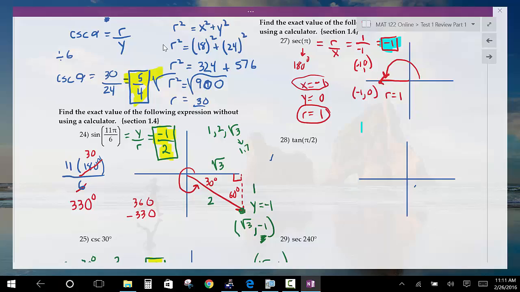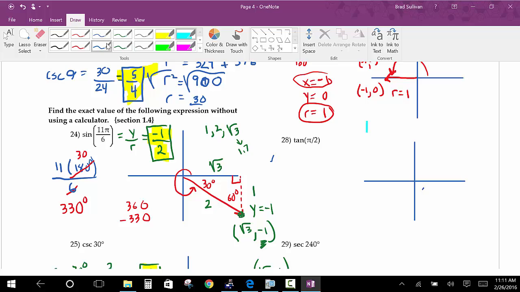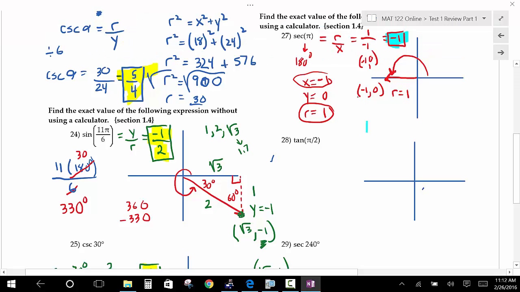Okay, next one, we got pi over 2. What in the world did I just do? Pi over 2, I'm going to go ahead and work that out. Now, pi over 2 is 90 degrees. So that's going to be clockwise, so we're going to be going counterclockwise to this point right here.